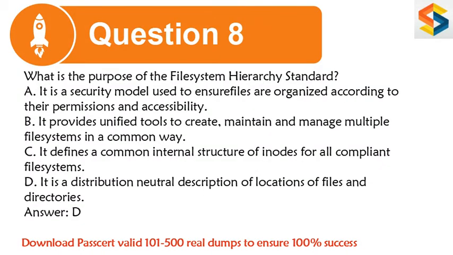Question 8. What is the purpose of the Filesystem Hierarchy Standard? A. It is a security model used to ensure files are organized according to their permissions and accessibility. B. It provides unified tools to create, maintain and manage multiple file systems in a common way. C. It defines a common internal structure of inodes for all compliant file systems. D. It is a distribution-neutral description of locations of files and directories. Answer: D.